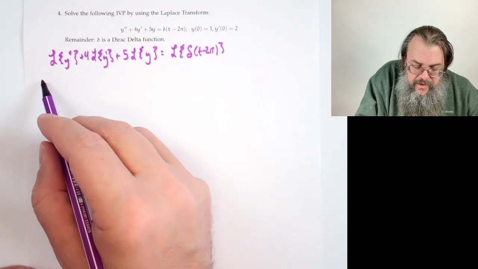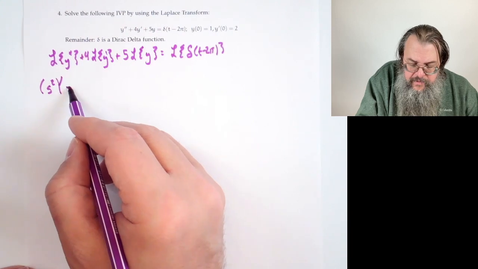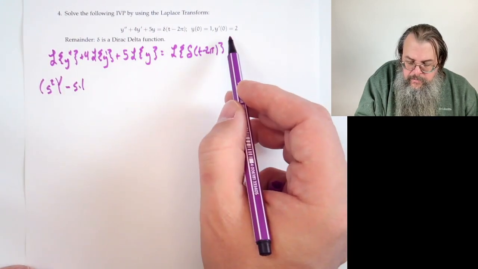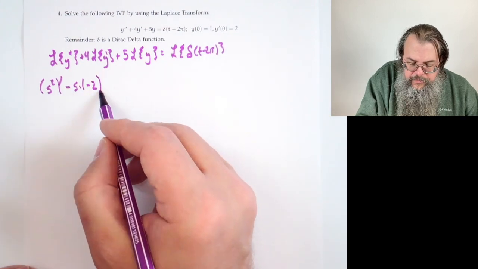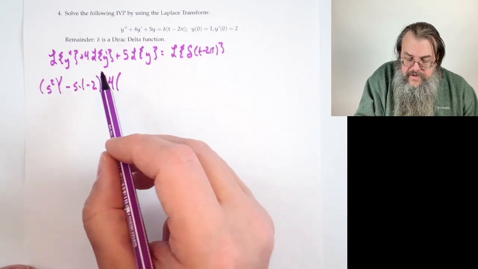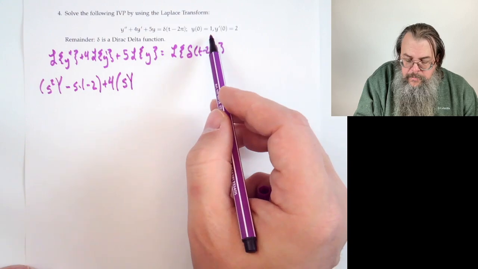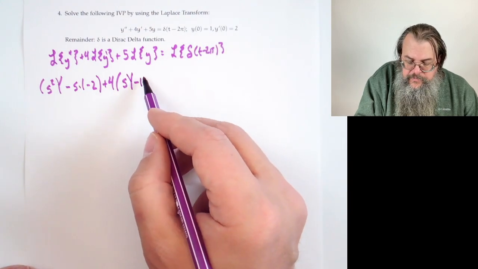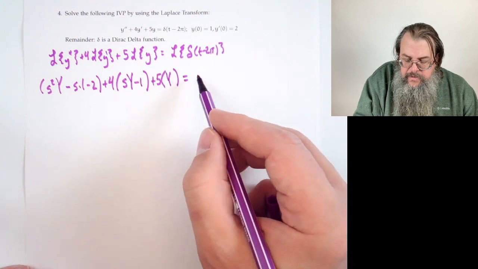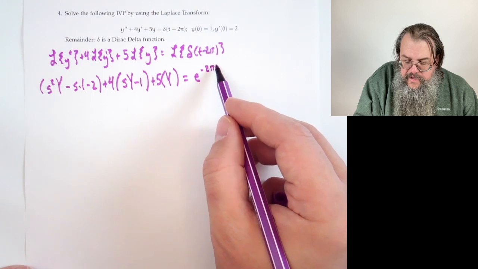Well, we're going to get s squared capital Y minus s times 1 minus 2, plus 4. Notice the parentheses. Make sure we distribute things appropriately. s capital Y minus 1, plus 5 capital Y equals, and here it's e to the minus 2 pi s.